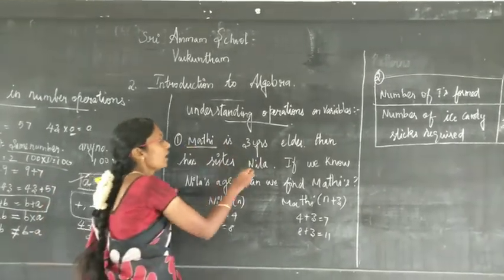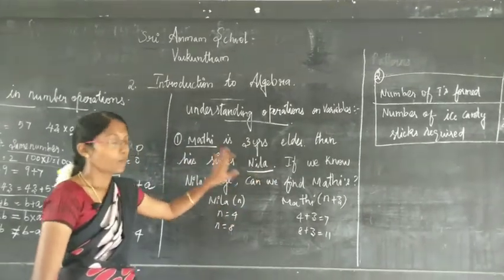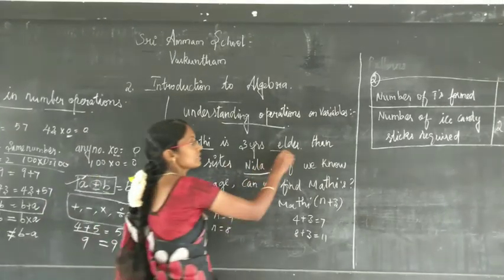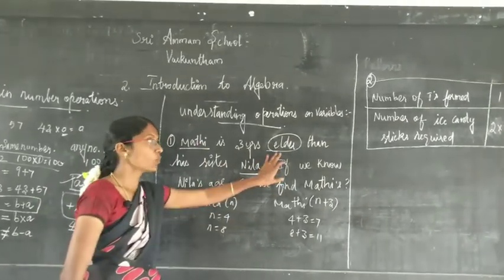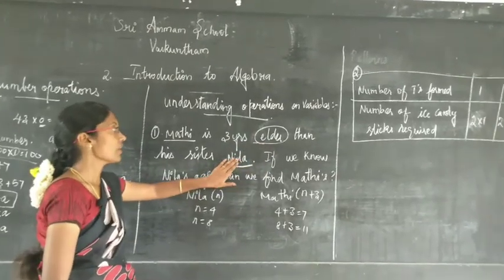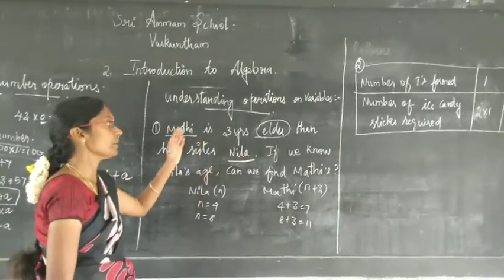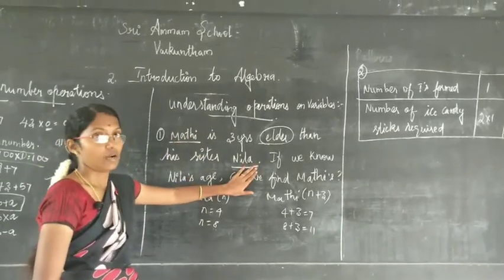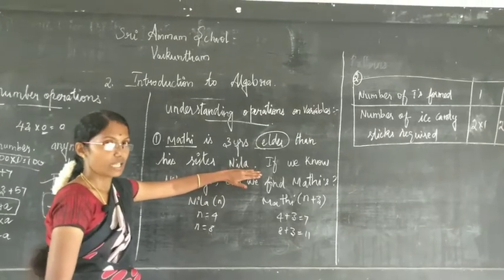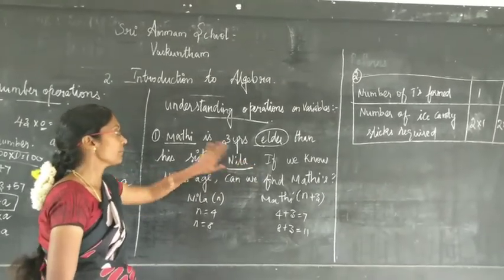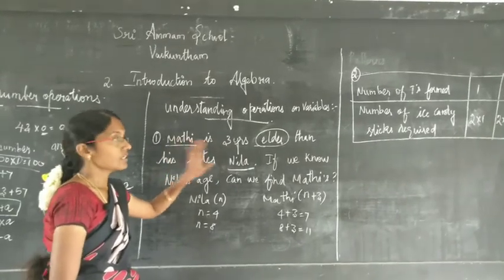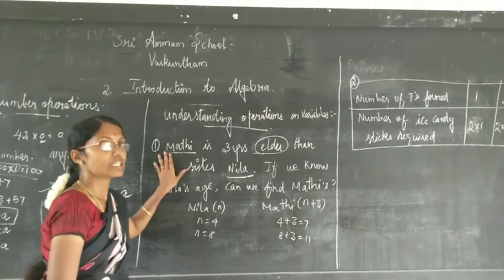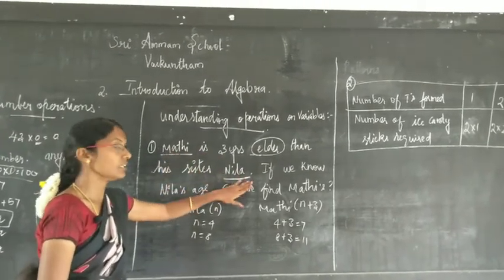So Madhi and Nila are sisters. Madhi is 3 years elder than Nila. Elder means older, so Madhi's age is greater than Nila's age. If we find Nila's age, we can easily find Madhi's age. Madhi is greater than Nila.